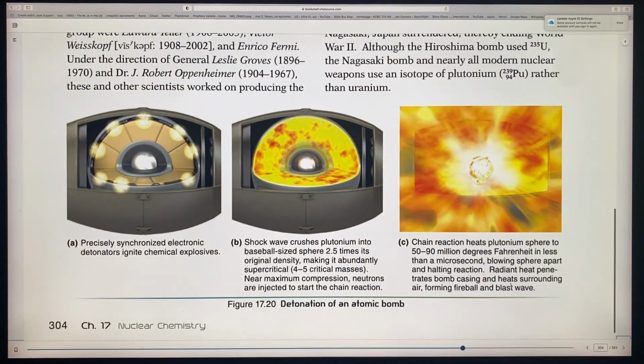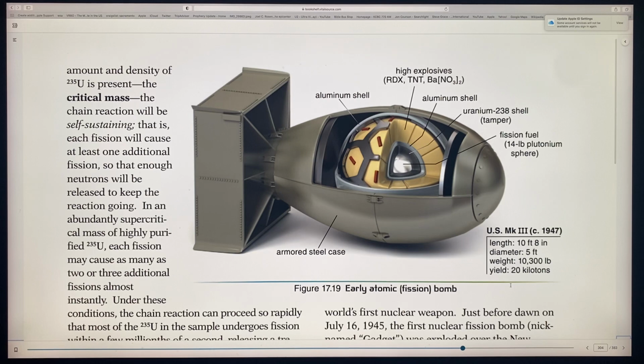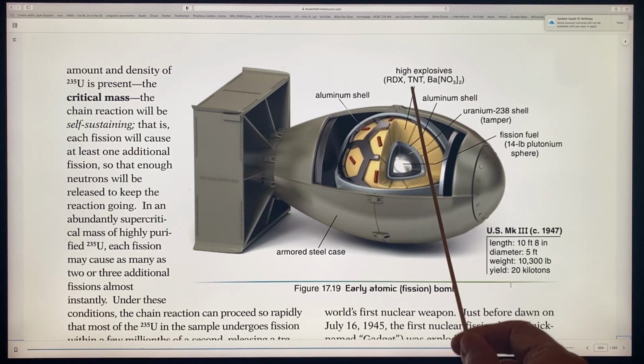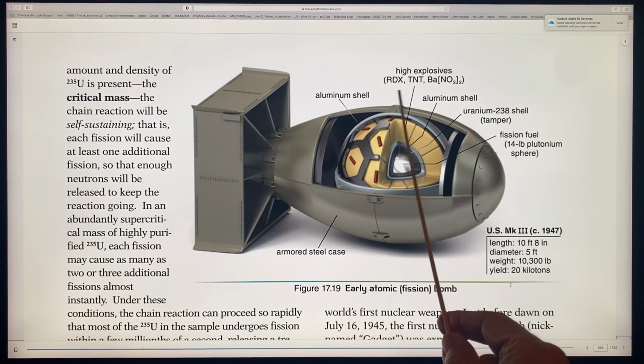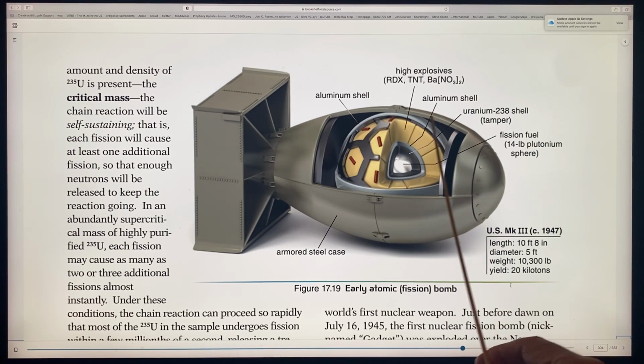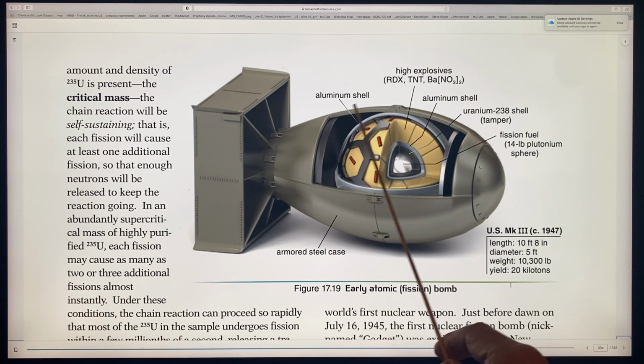So here we have pictures. Here we have a picture of the early U.S. atomic fission bomb and what it looked like. And you can see the high explosives here, TNT, RDX, barium, these aluminum shell here, the uranium-238 in the midst of here, the fission fuel plutonium sphere. So you have the plutonium here, you have the uranium here. You can see the high explosive, the aluminum shell, the armored steel case.